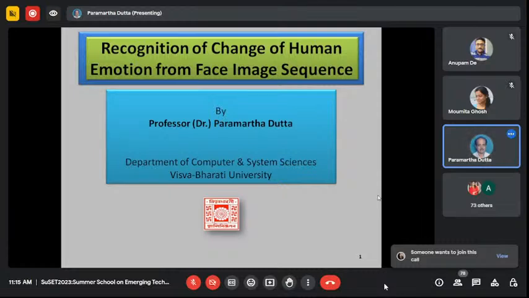Basically, given the sequence of inputs in the form of facial images reflecting the emotional or psychological status of a particular human being, the emotional change is attempted to be identified or classified. That is what the problem is for the present.